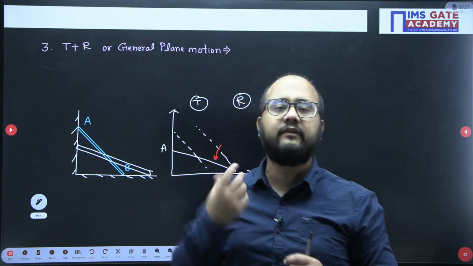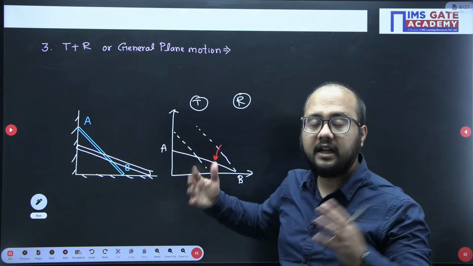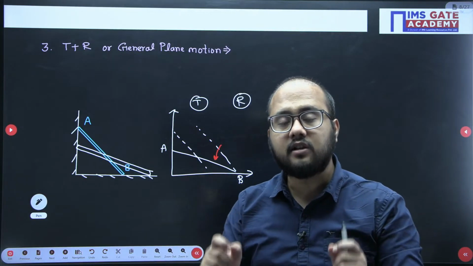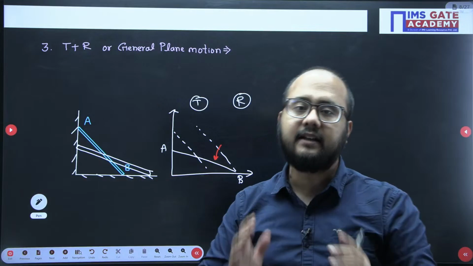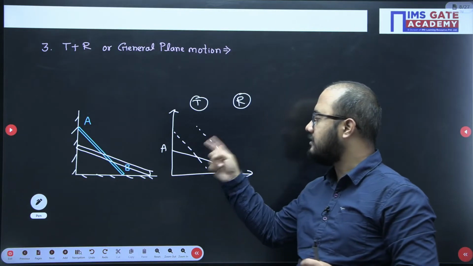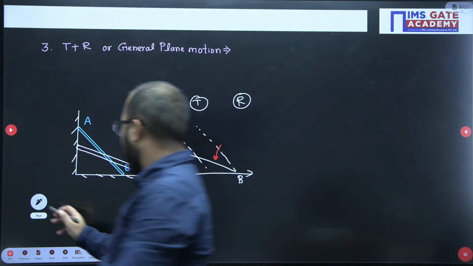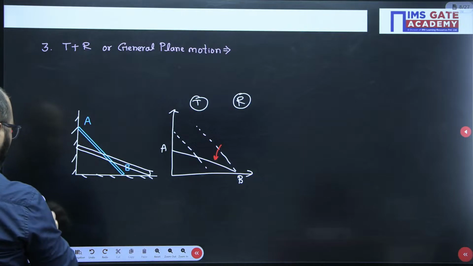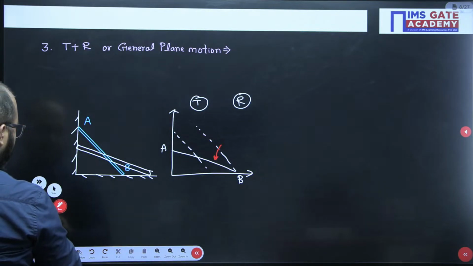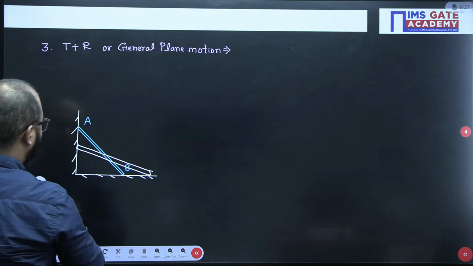So for my convenience, I've taken first translation, then rotation. But in reality, translation and rotation both occur simultaneously. Okay, very, very important point. Translation and rotation occur simultaneously only, right? Okay. Now, one more example I will give you. Okay, one more example we'll take.